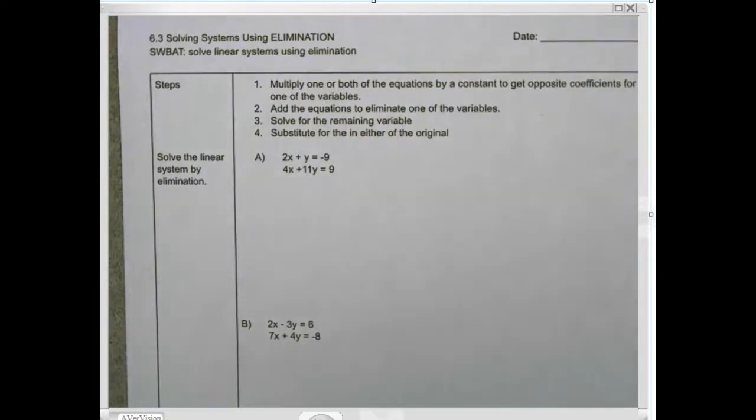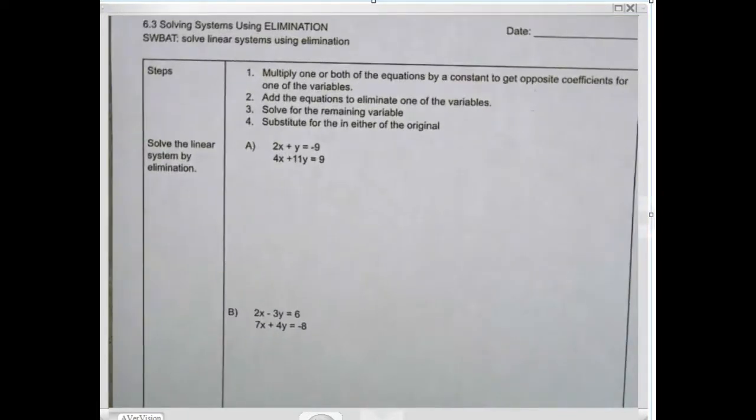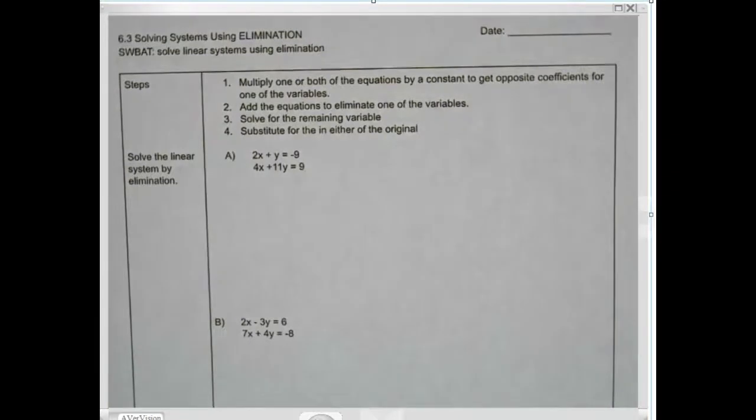Multiply one or both of the equations by a constant to get opposite coefficients for one of the variables. Opposite coefficients would be like if I have 5x, I want negative 5x. If I have 3y, I want negative 3y. Same number, but opposite signs. Same variable too. If I have 17x, I want negative 17x.